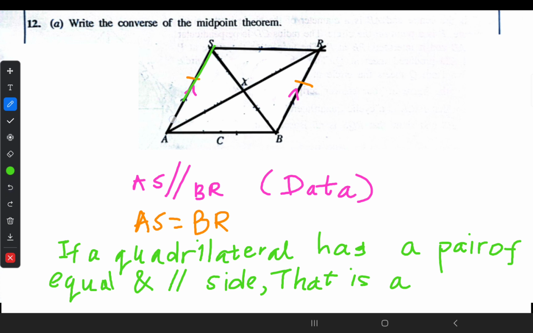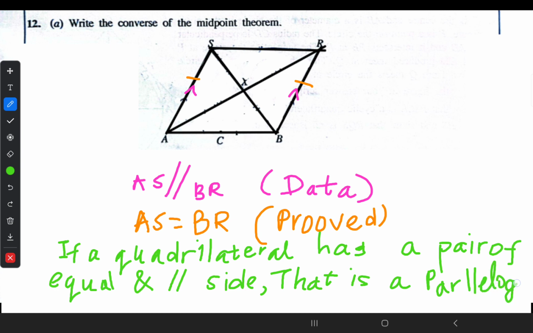So now we derived it according to the parallelism in the previous section. Here you can write "already proved", because if these two triangles are congruent with each other, this side equals this side. Likewise, we just denoted this equals this. So, if a quadrilateral has a pair of equal and parallel sides, that is a parallelogram. Likewise, you can give your reason. But this is not our question.